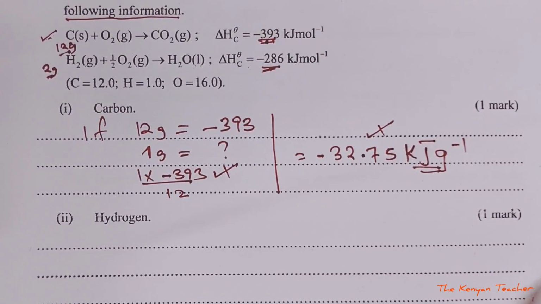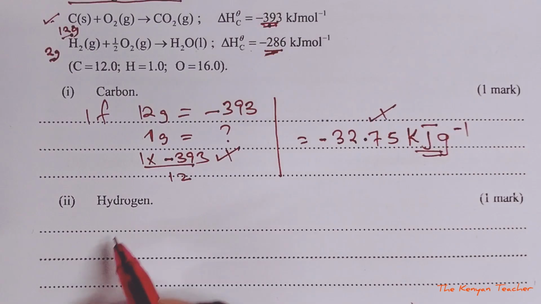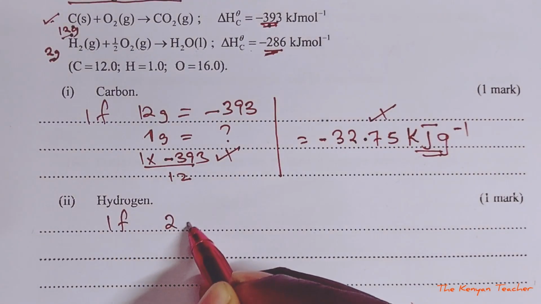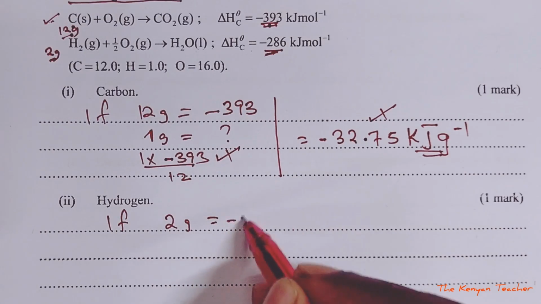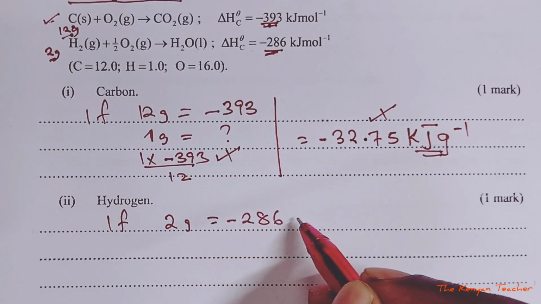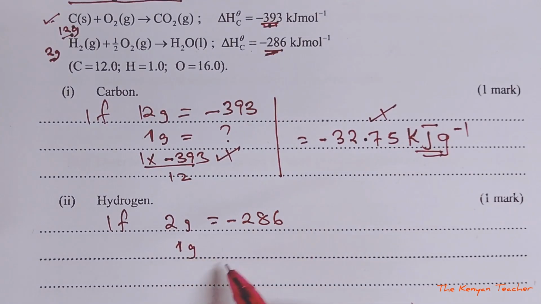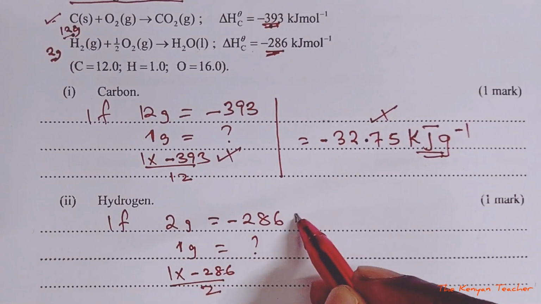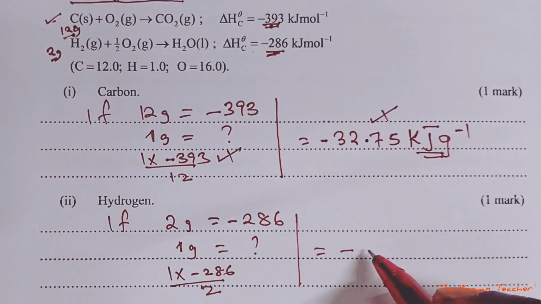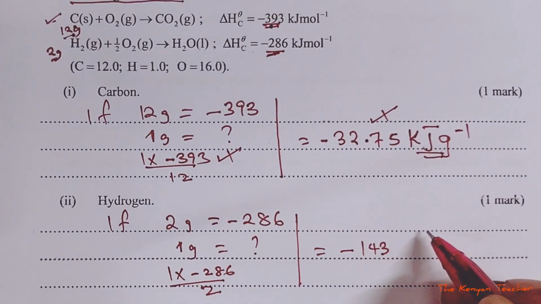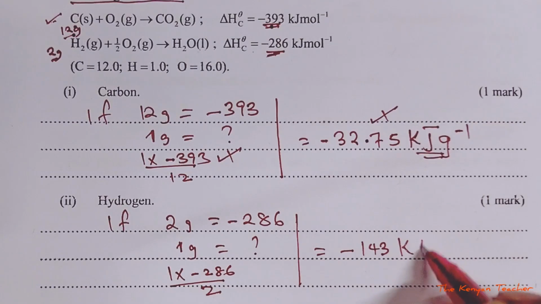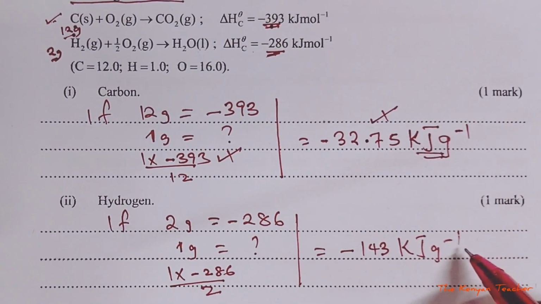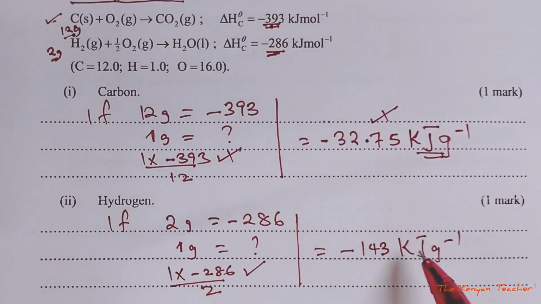Moving to hydrogen. Now we also argue out that if 2 grams are able to produce negative 286 kilojoules, how about 1 gram? Cross multiplication gives 1 by 286 divided by 2, and we get negative 143. Again, the units are key, kilojoules per gram. Half for the relation there and a half for the answer.